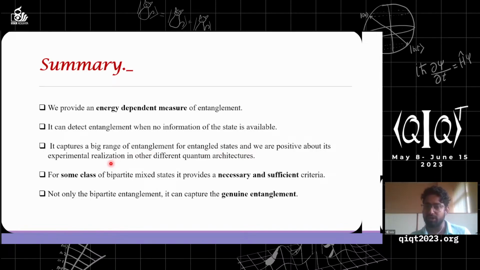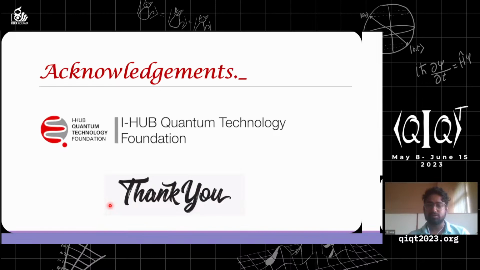We did the experiment on an NMR architecture, but it is possible in other quantum architectures also, because it is an energy dependent measure. For some classes of bipartite mixed states, it provides necessary and sufficient conditions that I have not mentioned, but you have to look at my papers for that. And not only bipartite entanglement, it can even capture genuine entanglement. Yeah. So thank you.